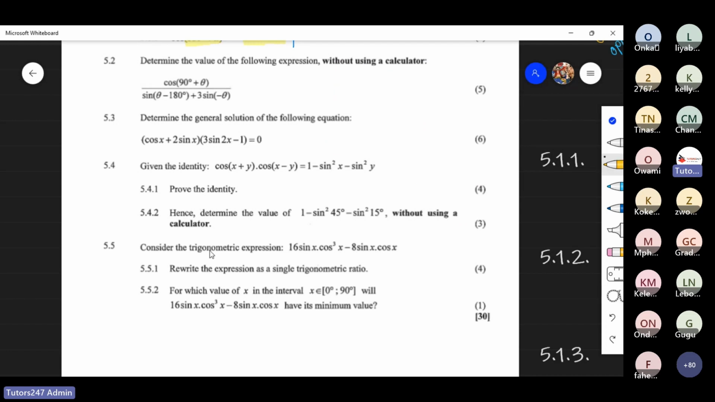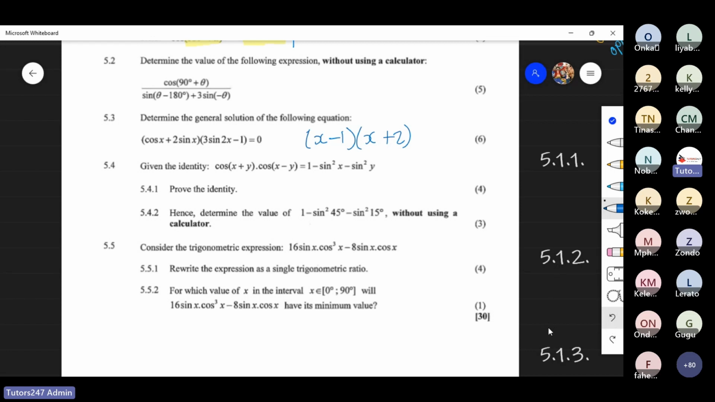So we now have to determine the general solution of the following equation: (cos x plus 2 sine x)(3 sine 2x minus 1). Now, if you look there, we've got sine 2x, which means we are going to use a double angle formula at a certain point. So how would we now simplify this type of question? It's as you would simplify a normal algebra factorization equation. If you have (x minus 1)(x plus 2) equals 0, what do you normally do? You separate them: x minus 1 equals 0 or x plus 2 equals 0. So it's the exact same thing. We're going to separate the brackets and equate them to 0. Nothing's changed. We're doing the exact same thing we've always been doing.